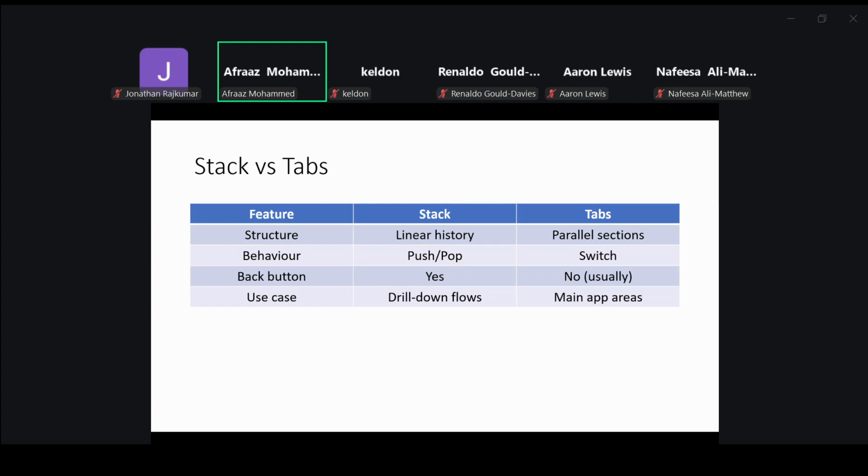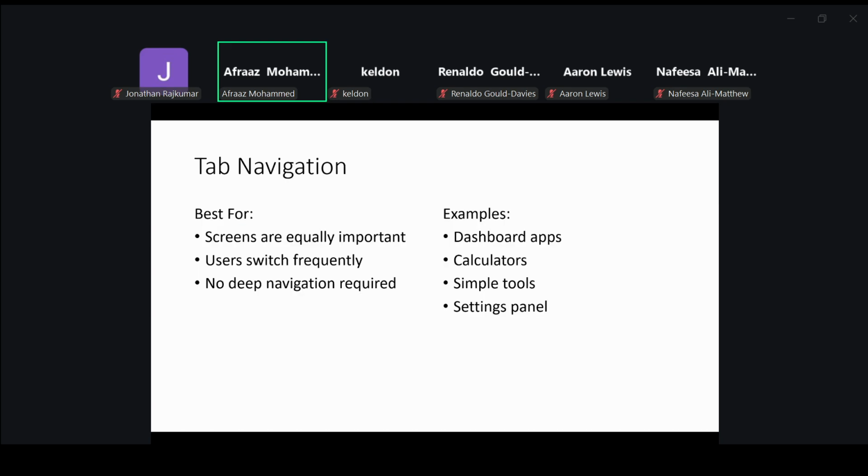The behavior for the stack is a push and pop behavior, and the tab is a switching behavior. With the stack, there is the back button, and with the tabs, you don't really use the back buttons. Usually you just use the tabs to switch between different aspects of the feature functionality you want to look at. And as we mentioned before, stacks have a drill down behavior, and with the tabs, you just access different areas of your application.